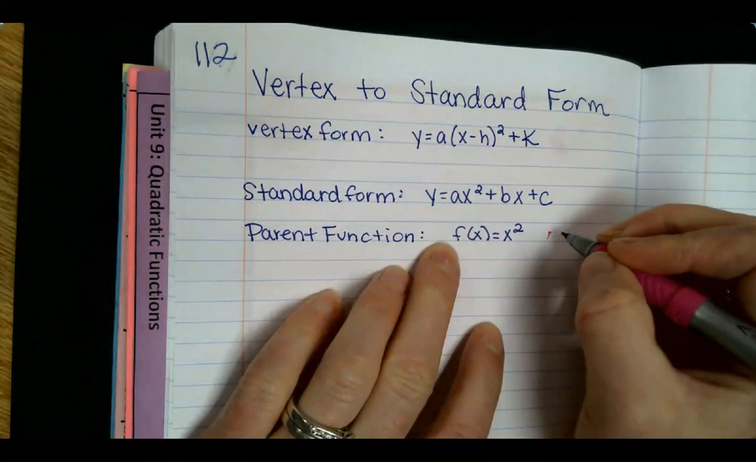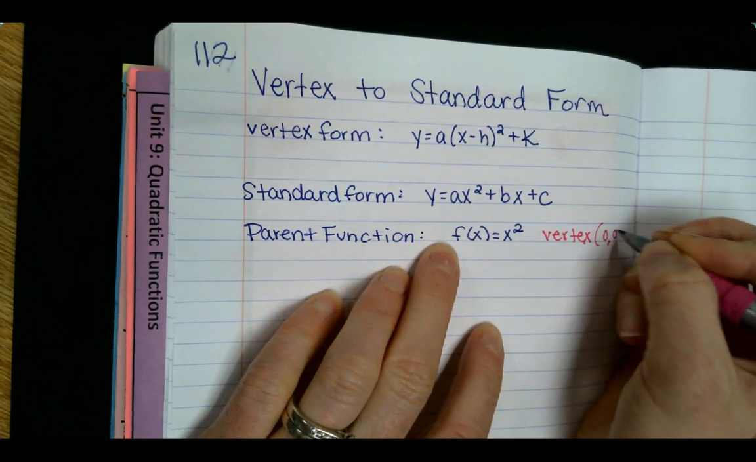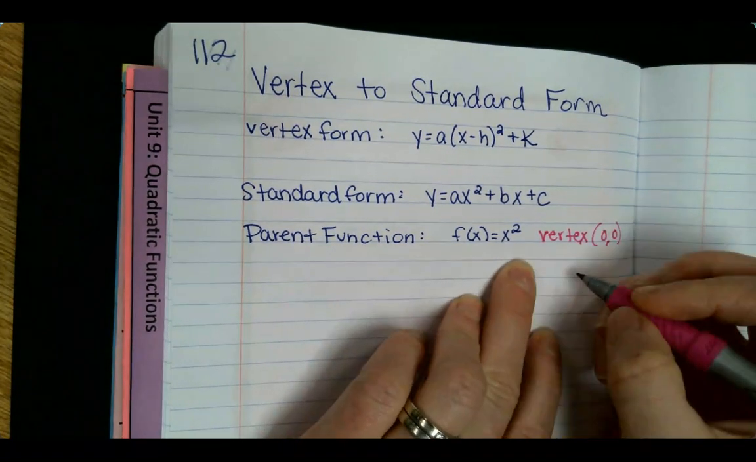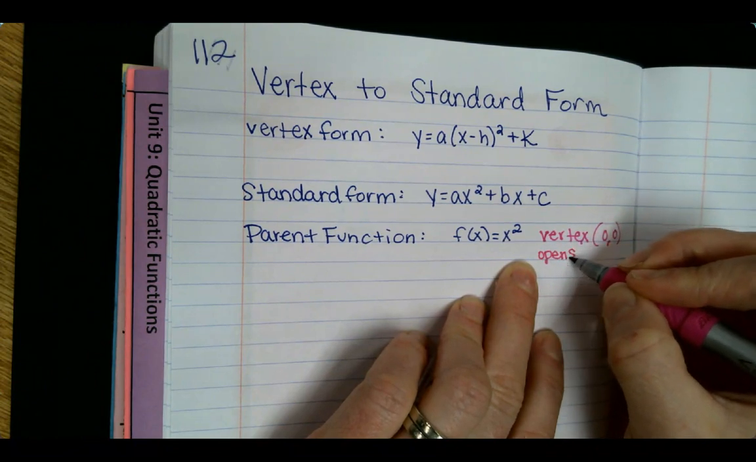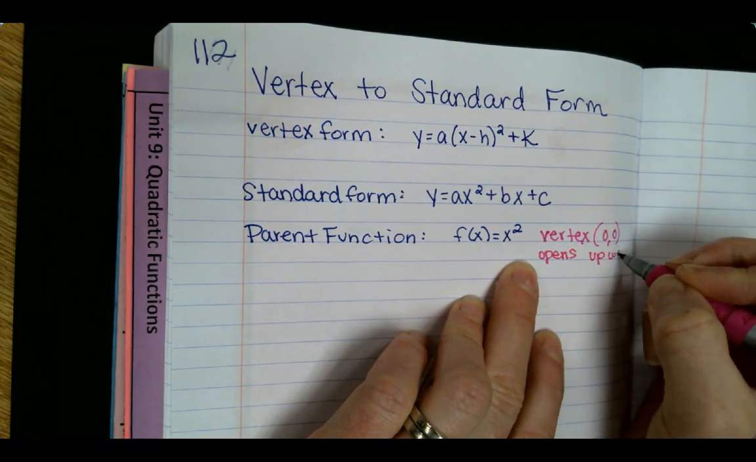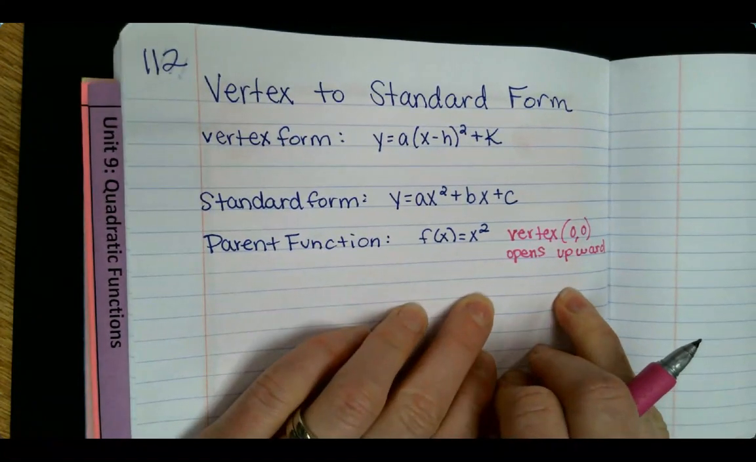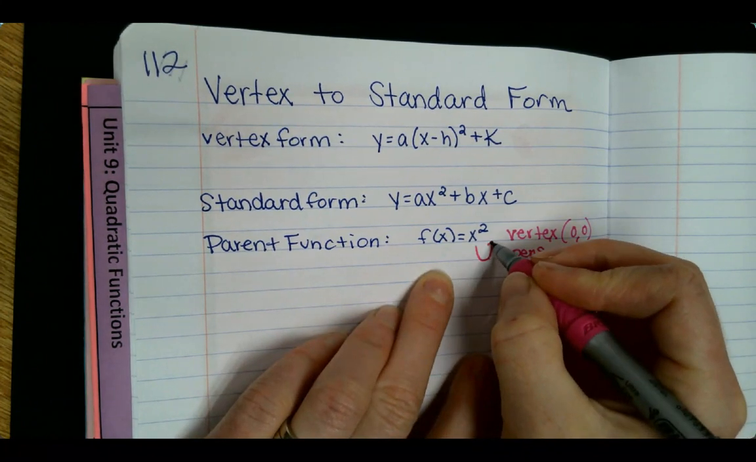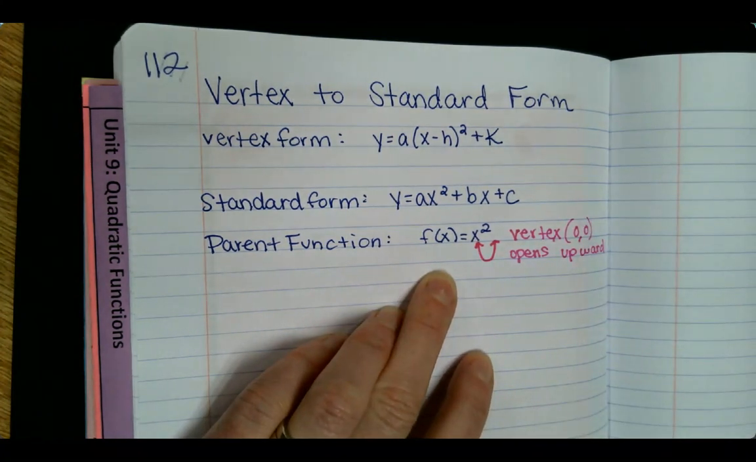So its vertex is 0, 0. And it opens upward. So it's that U-shaped parabola. So that's the important thing about the parent function.